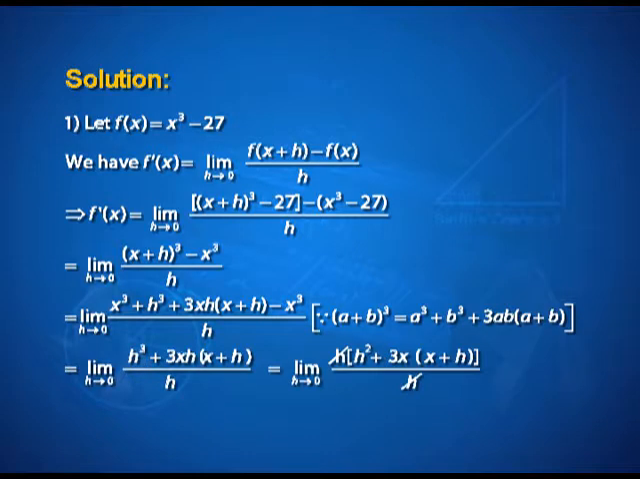That is equal to limit of h cube plus 3xh into (x plus h) upon h as h tends to 0. That is equal to limit of h into (h square plus 3x into (x plus h)) upon h as h tends to 0. Therefore, f dash x is equal to 0 plus 3x into (x plus 0), that is equal to 3x square. Now, problem number 2: find the derivative of the function f of x using first principle.